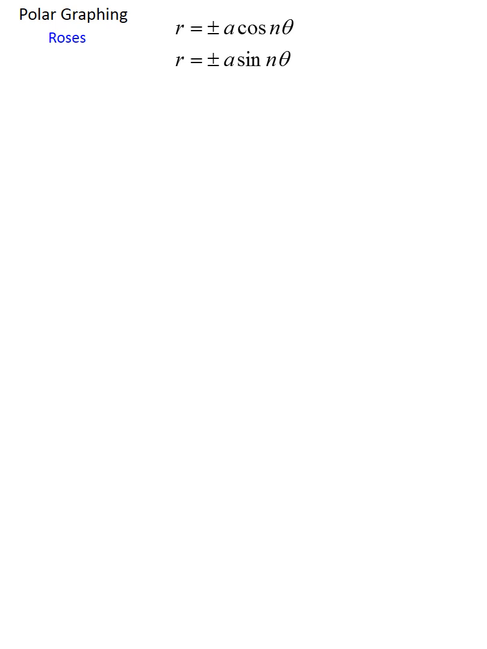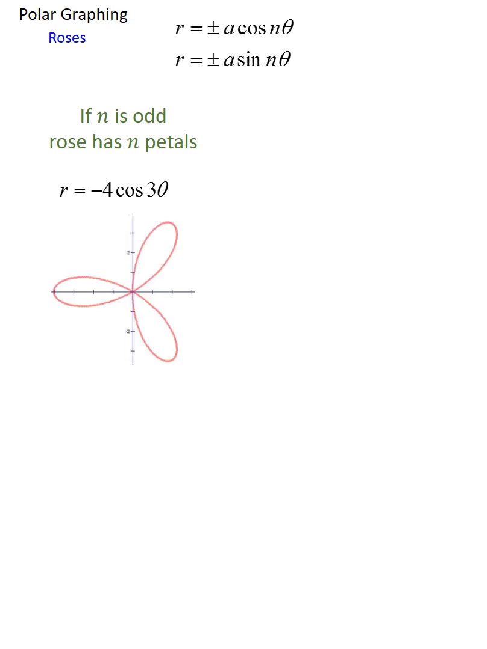I'd like to share some generalizations with you that I've noticed over many, many years and much experience doing these. Roses have the equation some number times cosine of a multiple of theta, or some number times sine of a multiple of theta. In other words, what you see at the top of the screen. And one observation that I've made, and it's actually provable if one had the math skills to do so, it turns out if n is odd, then the rose has n petals. And by that I mean, if we have a 3 theta, we're going to have 3 petals in our rose.